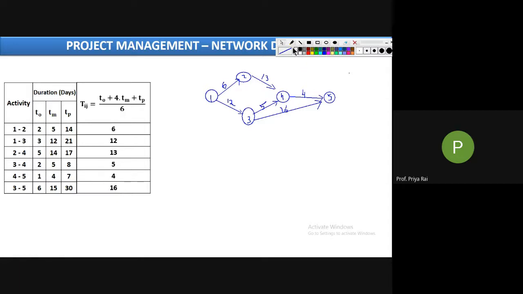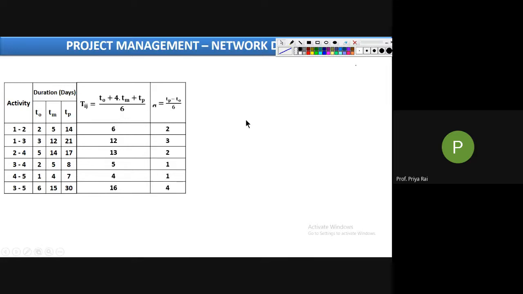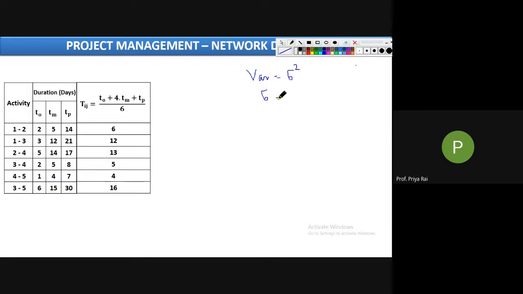Now the second question was to calculate variance. See, to calculate variance, the formula is sigma square, whereas sigma is TP minus TO by 6. So first calculate the sigma value. Now tell me, for the first activity, what is the sigma value?